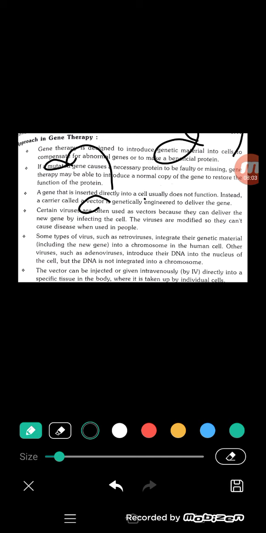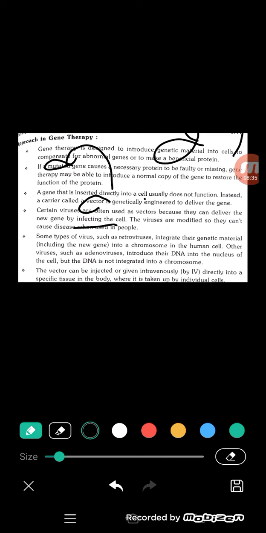The vector is genetically engineered to deliver the gene. Certain viruses are used as vectors because they deliver the new genes by infecting cells, and the virus is modified so that it cannot cause disease. So when genes are transferred from outside the body to inside the body, or from inside to inside, and new genes are introduced, there is no chance of a new disease forming with the help of gene therapy.